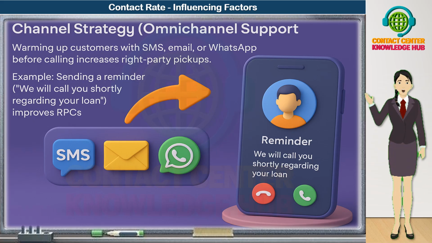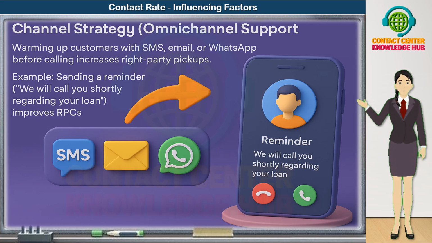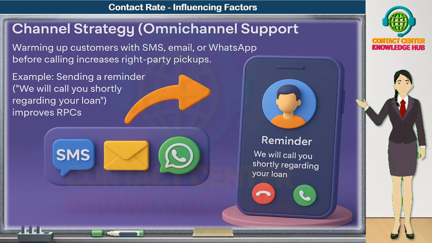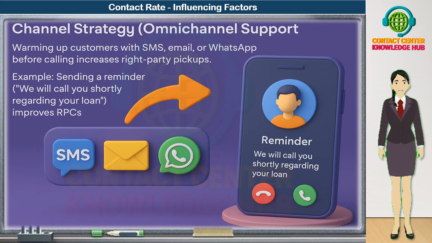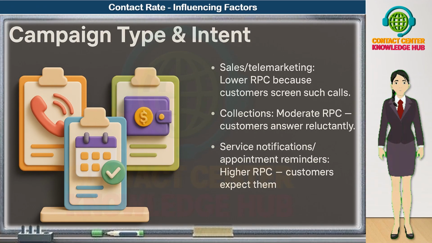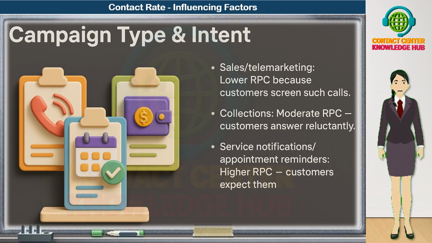An omni-channel strategy isn't just about using multiple platforms. It's about sequencing them intelligently to create a smooth, trusted, and customer-friendly outreach experience. Together, voice, SMS, email, and WhatsApp make your contact rate stronger, your conversations more relevant, and your customers far more receptive to engagement. Next, let's discuss how campaign type and intent influence your contact rate.